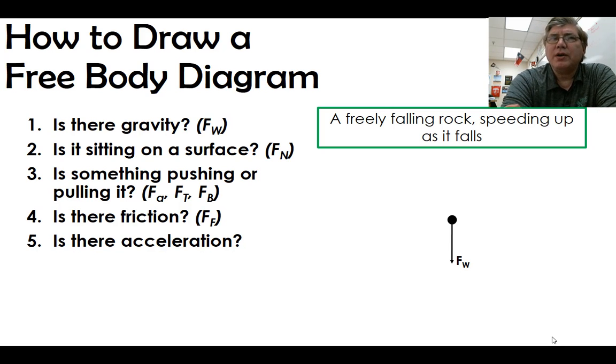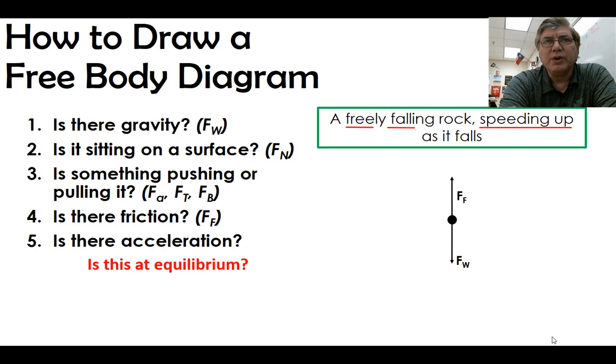Number 4 says, is there friction? So what about that? When something falls, generally it's resisted by the air, so there is some air resistance or friction from the air. So let's go on and put in a friction force there. And what about acceleration? Well, we can look at the problem statement and we see that there are some key words here. Free fall, freely falling. So it's in free fall, so that tells us there should be some acceleration. It also mentions that it's speeding up as it falls.